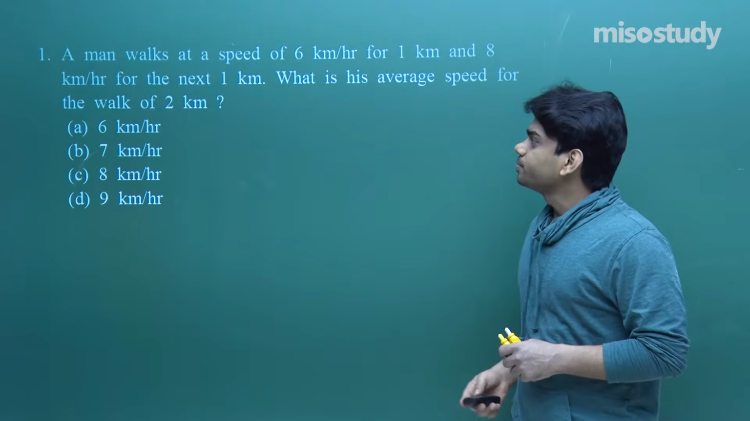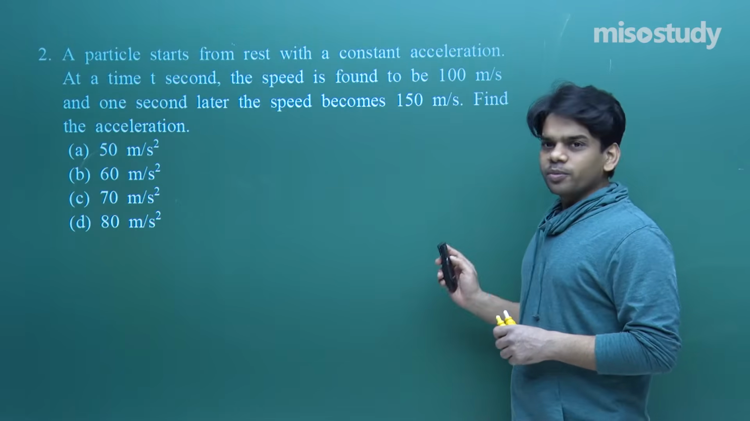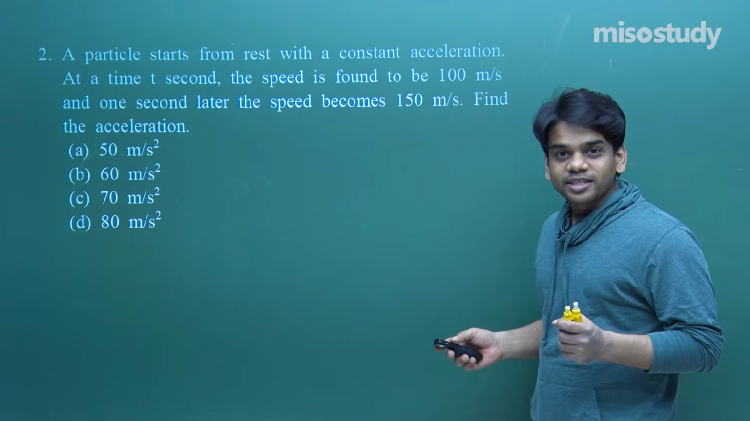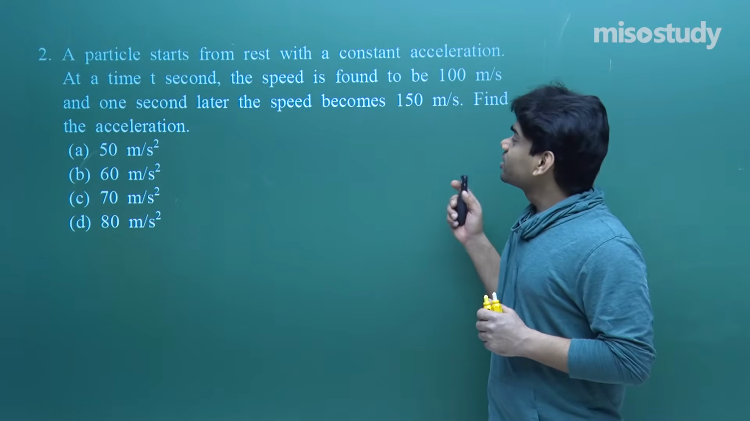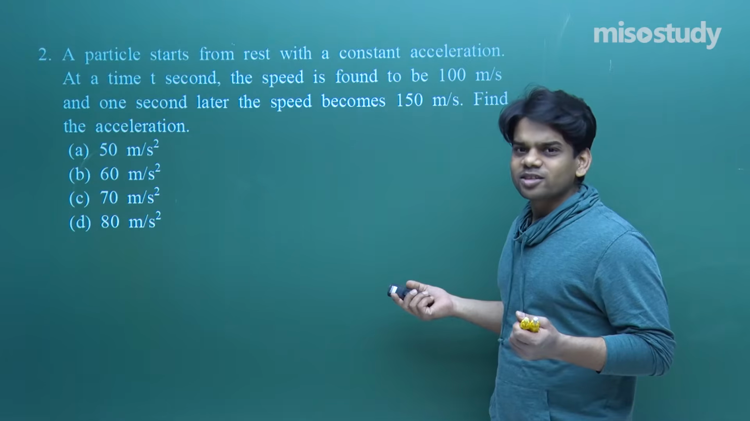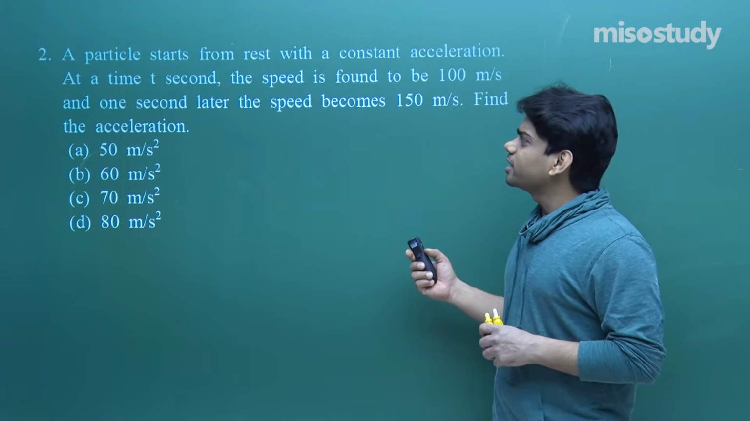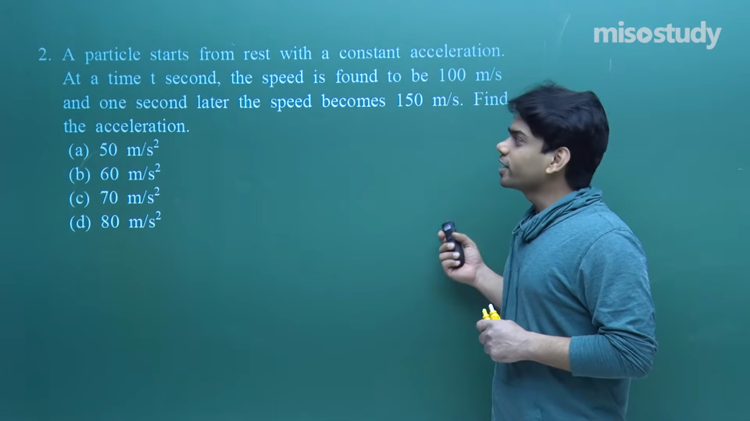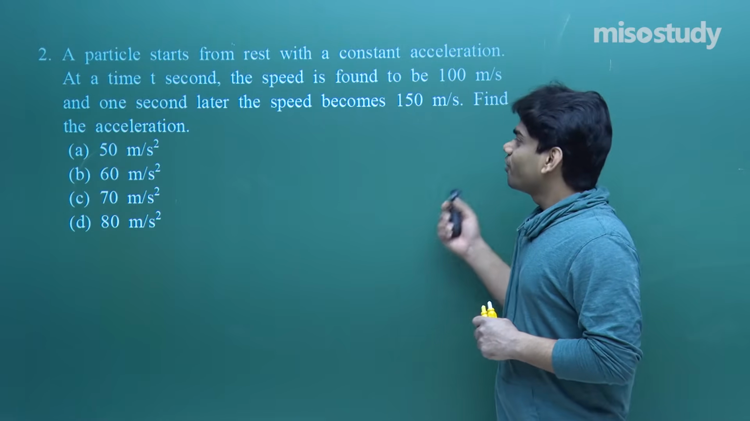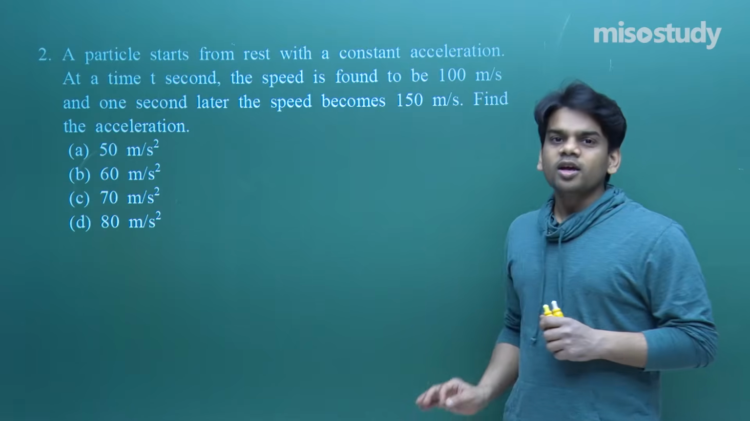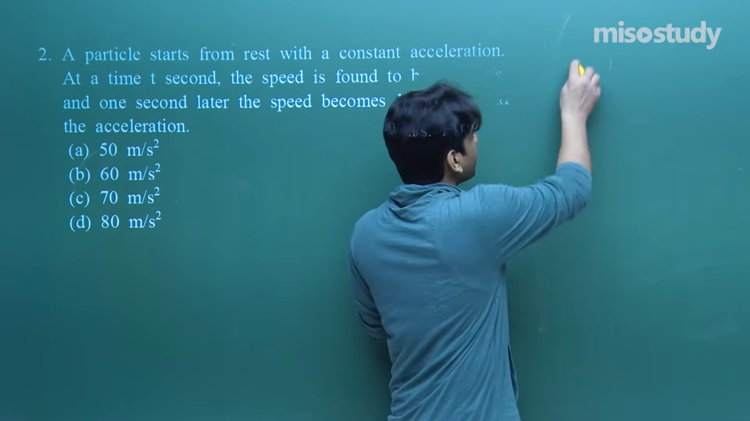The next question. A particle starts from rest, that means its initial speed is 0. It starts with a constant acceleration, let that acceleration be a. At a time t second, the speed is found to be 100 meter per second, and 1 second later the speed becomes 150 meter per second. Find the acceleration.